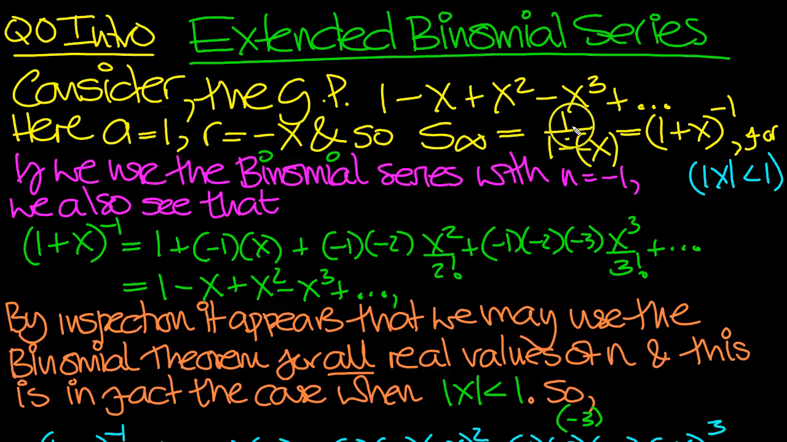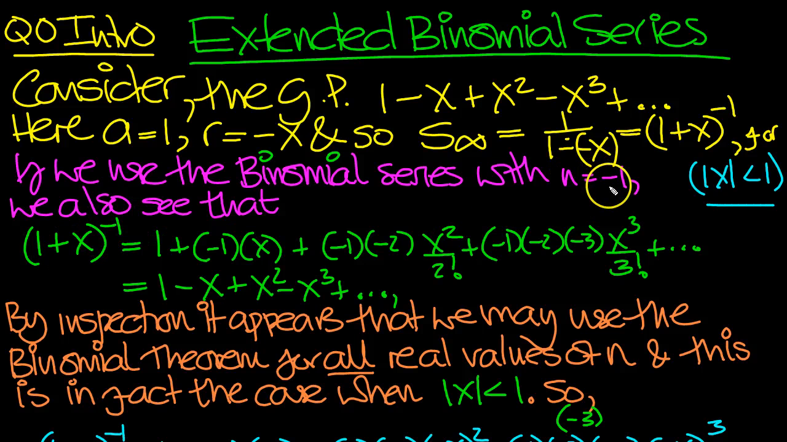The S infinity is a over 1 minus r, isn't it? a is 1, r is minus x. So that ends up being 1 over 1 plus x, with the double minus. So we can write (1 plus x) to the minus 1. And we know that that infinite series is valid provided that the modulus of x is less than 1. So, with that thought in mind, let's have a look at the binomial series.